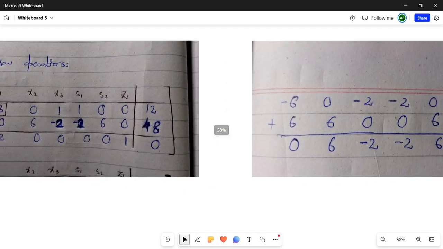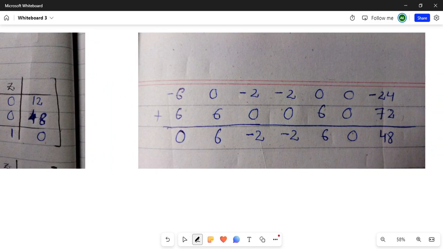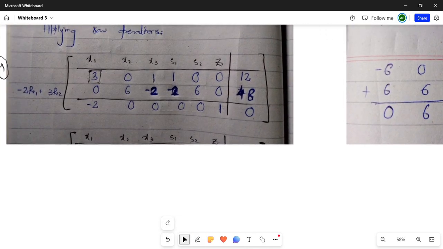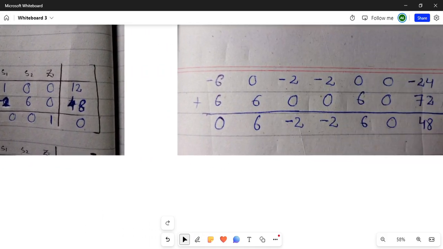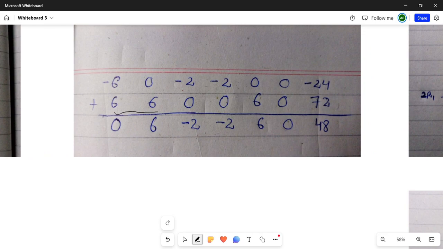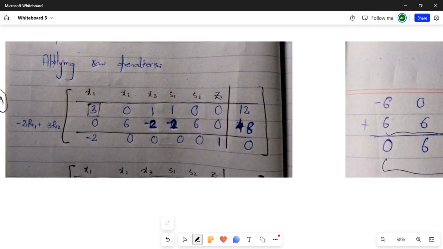After multiplying the first row by -2, we will get this row, and after multiplying the second row by +3, we will get this. By adding them, we will get a sum of this. Therefore, we will replace this with the second row, and similarly we will do with the third row, which is the baseline.